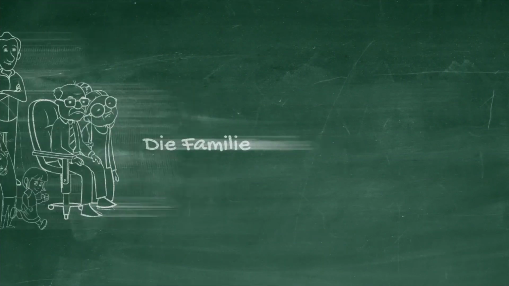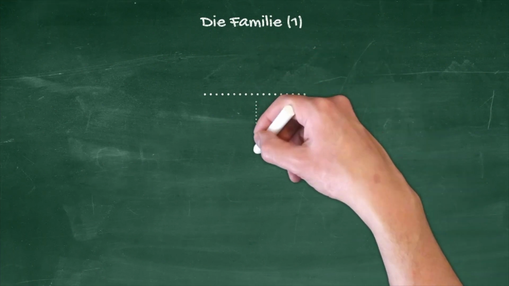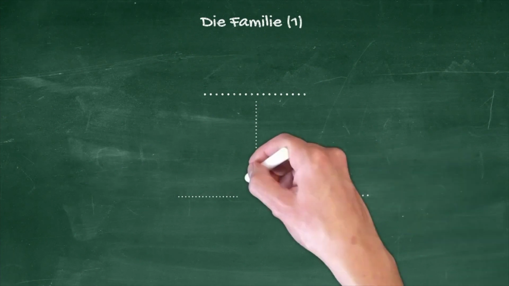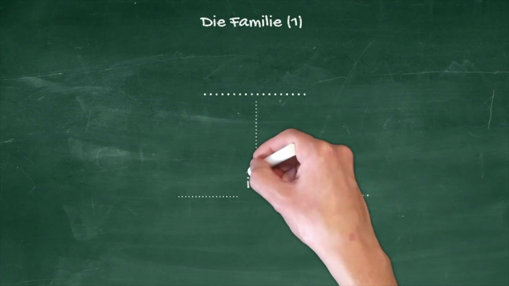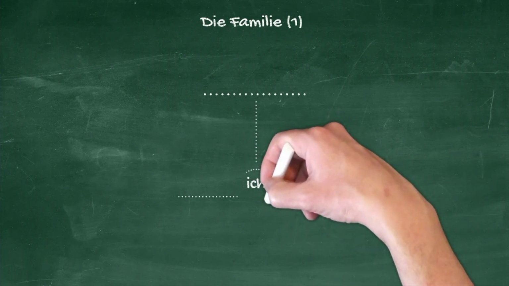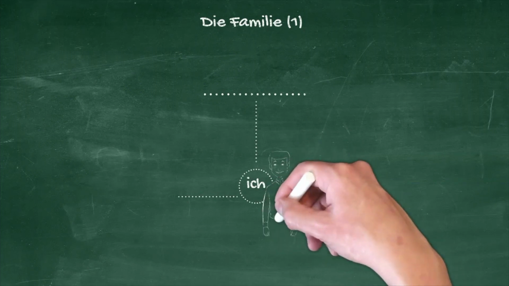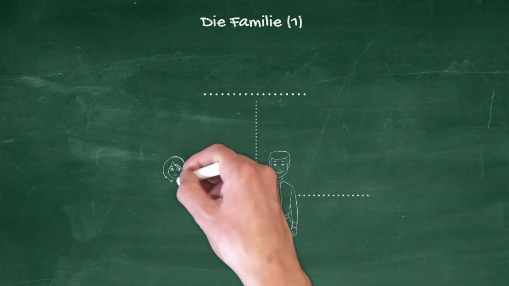Here we go. First of all, I would like to give you an overview about the different German terms. Let's start with yourself. Ich. Ich simply means I. You already know ich from ich heiße. Ich heiße.